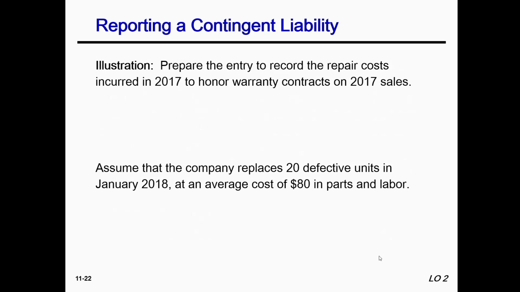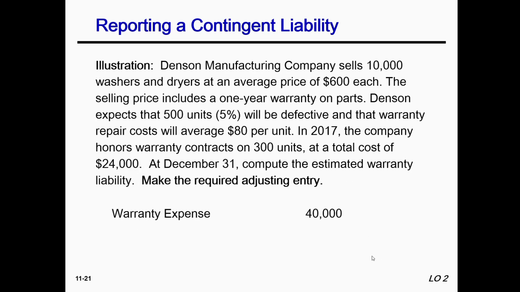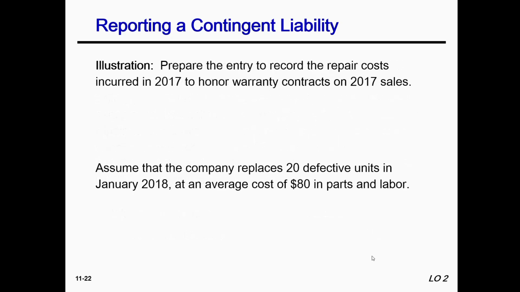Prepare the entry to record the repair cost incurred in 2017 to honor the warranty contracts on 2017 sales. Look here, 300 came back and the cost incurred was 24,000. So let's record this warranty liability because out of 500, 300 came back, so warranty liability gets debit and repair parts gets credit because parts they have to arrange.